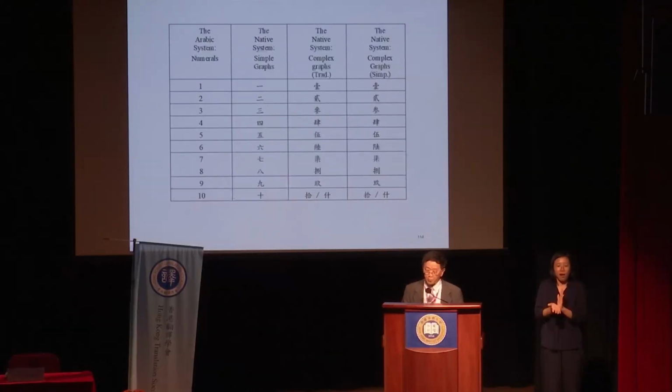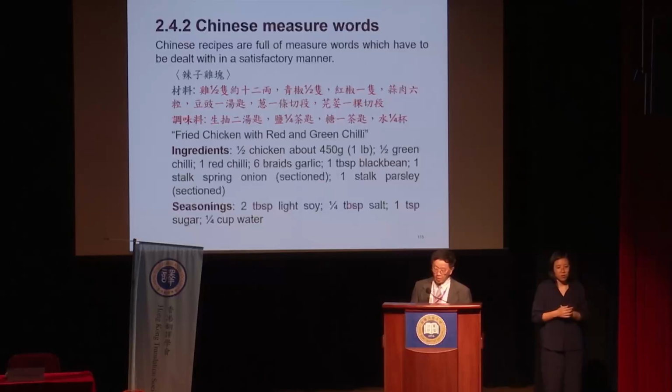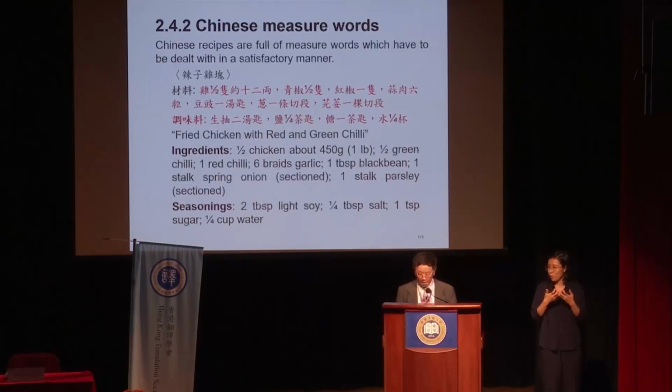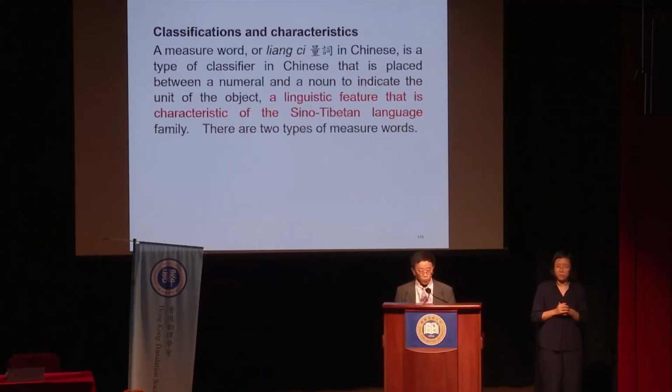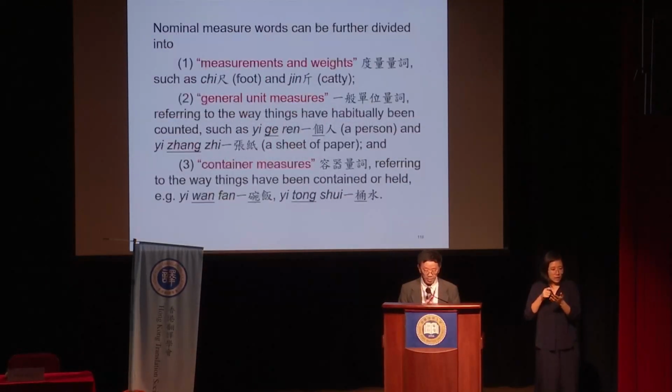It seems to be so simple. When you look at this, you know what it means. But for a machine system, you really have to tell them whether this stands for 1 or 2 or 3 or whatever. So this is quite different from the way we do human translation. This is the measure word that we mentioned: 青椒, how many, 一折, 蒜肉六粒, and so on and so forth. The treatment of measure words in recipes is something very characteristic of the Sino-Tibetan language, and we have to do them in a very systematic manner.